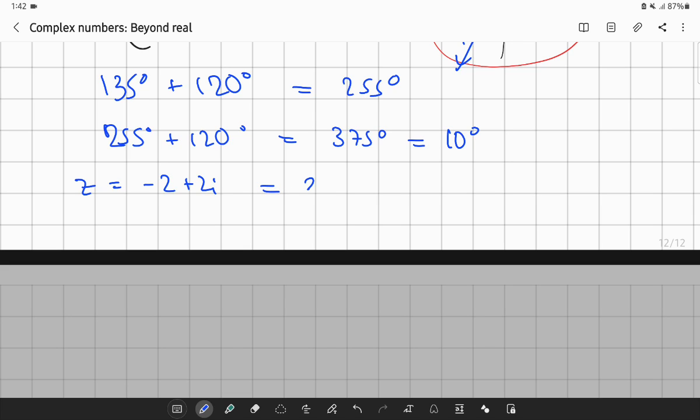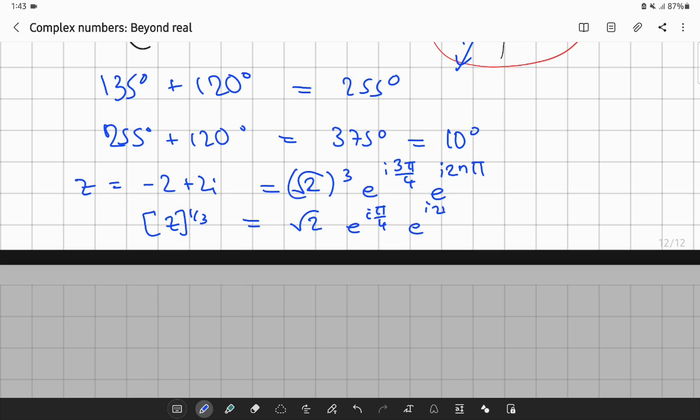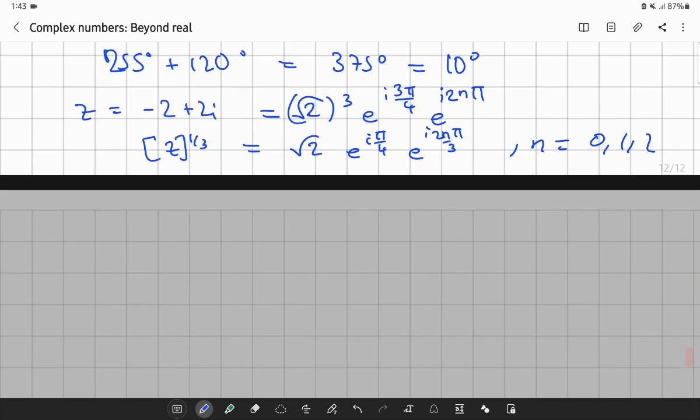So this will be equal to, as we said, square root of 2 cubed e raised to i, pi minus pi over 4, which is 3 pi over 4. There's no minus, I'm sorry. Times e raised to 2 n pi. And so if you want to take the cubic root, or 1/3 power, I'll have square root of 2 e raised to i pi over 4, e raised to i 2 n pi over 3. And you substitute for n equals 0, 1 and 2, and voila, you're done.